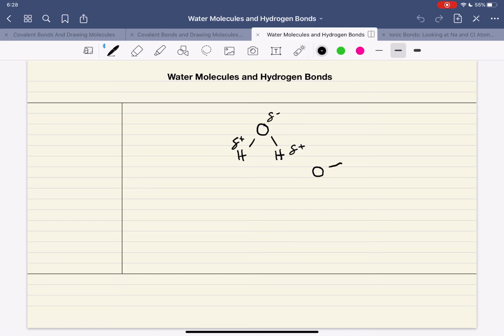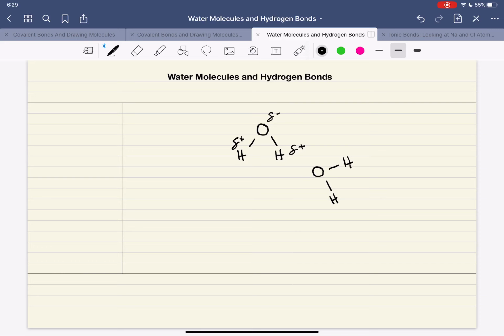And I'm going to orient this second water molecule so that it faces the first in a certain direction. And that direction is positive likes to stick to negative. So what I'm saying is the partially positive hydrogens of one water molecule will stick and form a hydrogen bond with the partially negative oxygen atoms of other adjacent water molecules. And that is a hydrogen bond, or one example of a hydrogen bond.